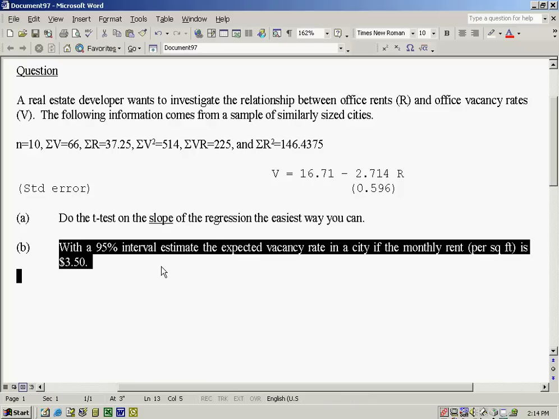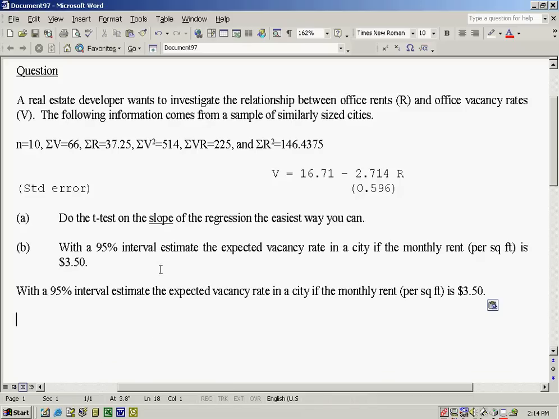So let's, for right now, reproduce that and change it up. The vacancy rate, we can replace with Y. The monthly rent from above, office rent, is the R, and R is the X variable. If X is $3.50, so this is a confidence interval. It's asking for the expected value of Y given X of 3.5 and a 95% interval estimate. In this case, confidence interval.